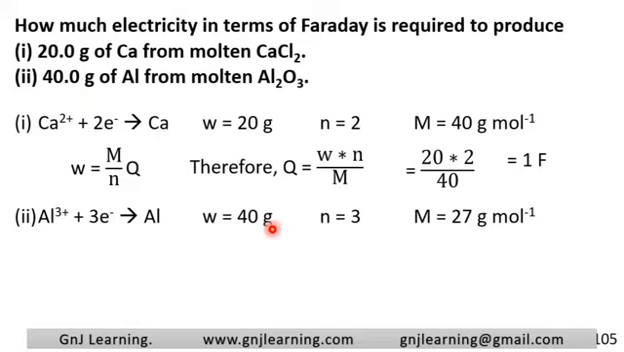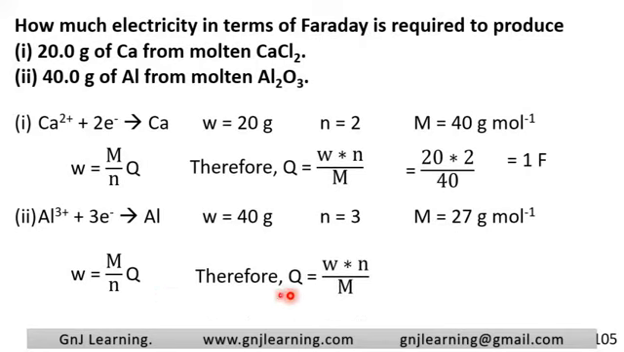So W is 40 grams, N is equal to 3, and molar mass of aluminium is 27, which you should know. Again we have the same equation, M by N, because it's in Faraday. Substituting, so Q is equal to, and we are substituting, and we will get it is 4.44 Faraday. Good. I hope you got everything here.